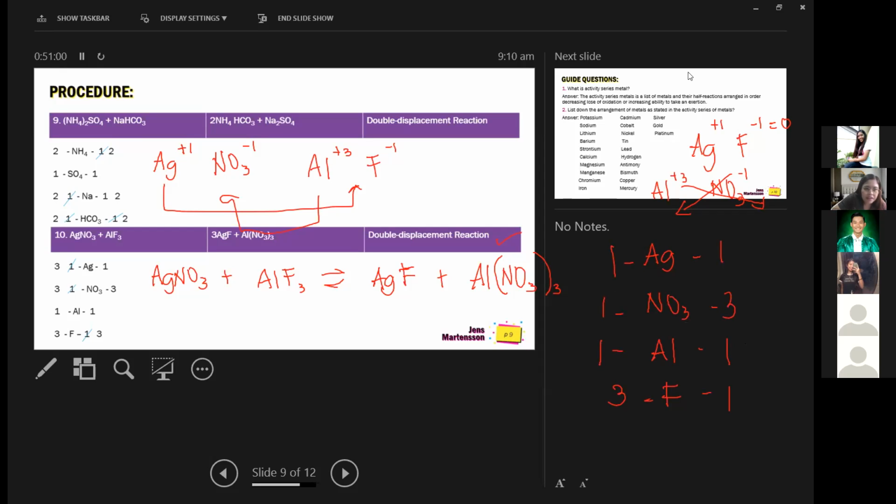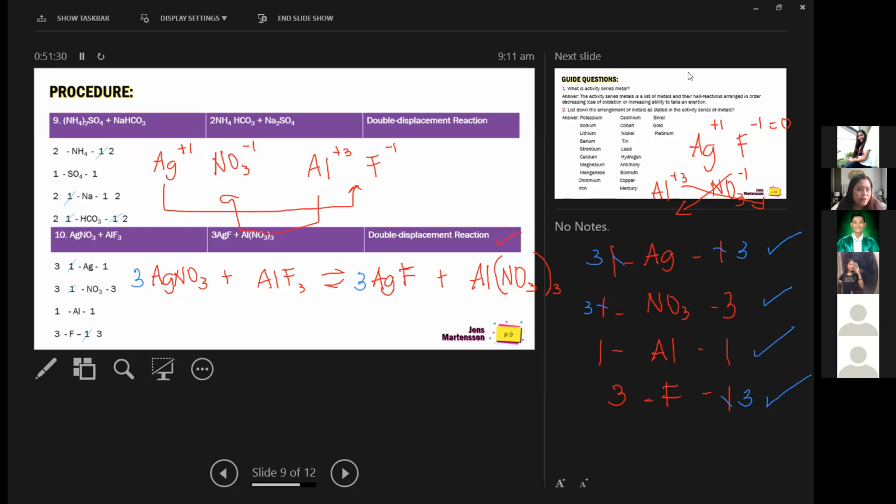So I'll start with nitrate. Lagay ko dito 3. So this becomes 3 also. But kasama niya si silver, so silver becomes 3 also. Now, since hindi na na-balance si silver, I'll write 3 also here. So that silver becomes 3. So this is balanced, this is balanced. And sino kasama ni silver? Si fluorine. So fluorine becomes 3 also. So this is balanced. And fluorine has also been balanced.